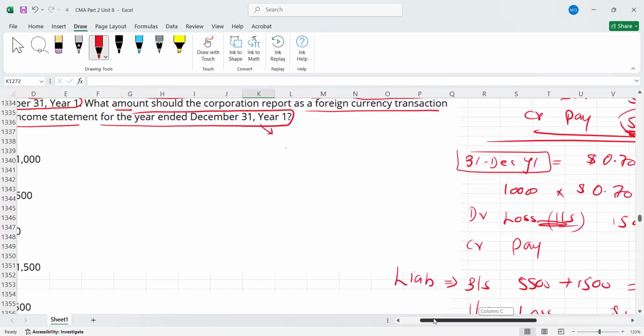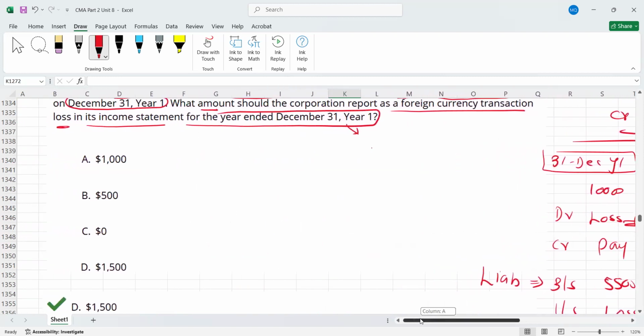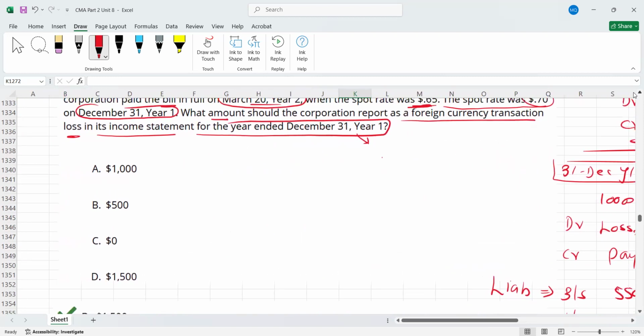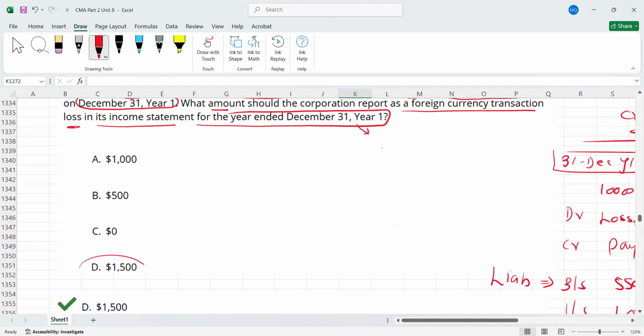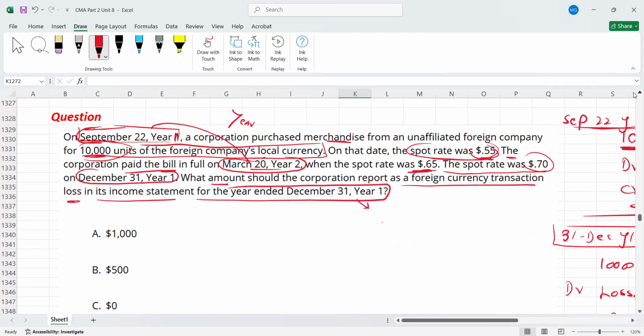Actually, for this question the answer is 1,500 loss. D is the correct answer. We got the answer. But now I'm changing the question, just to tell you how you will deal with the situation if they change the question. Instead of year one, I'm asking what loss or gain?